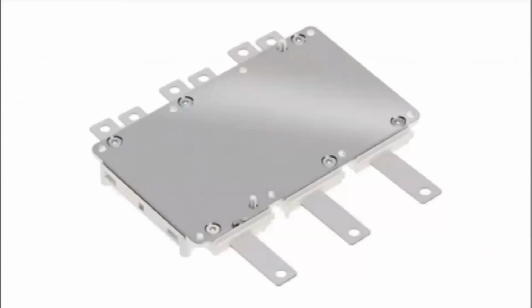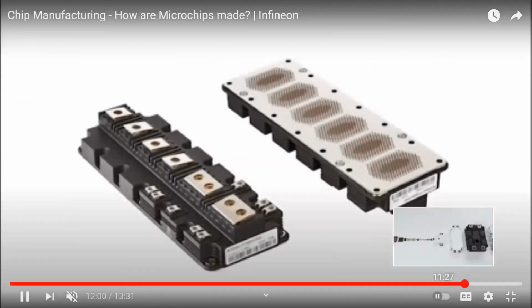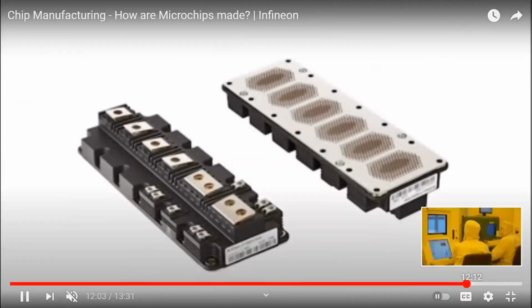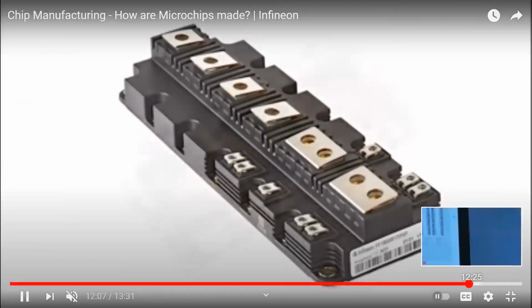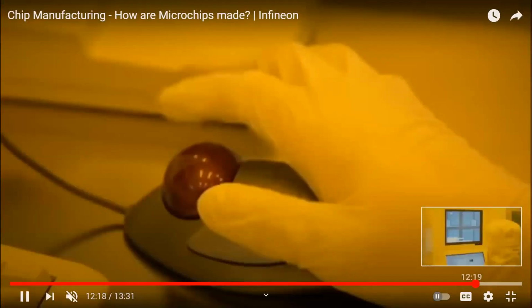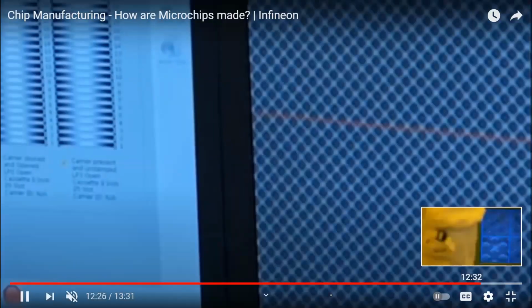This is the final cooling purpose. They will use heat sinks, which they will introduce for that. And then they will check whether everything is manufactured properly or not. Testing is also done after the manufacturing.